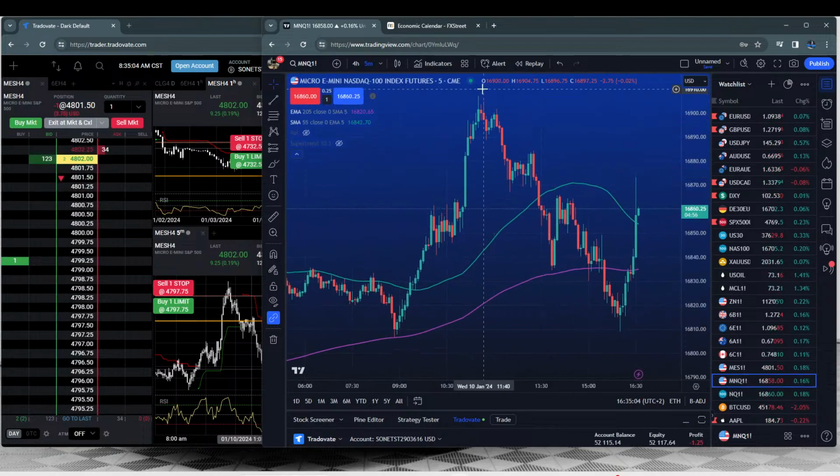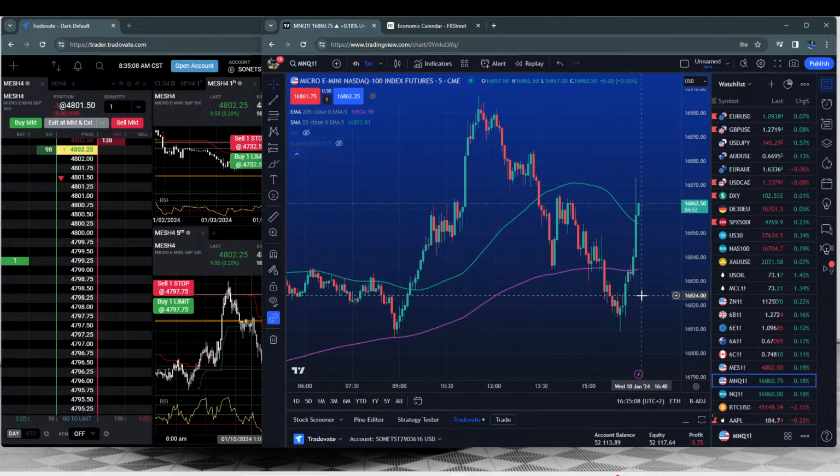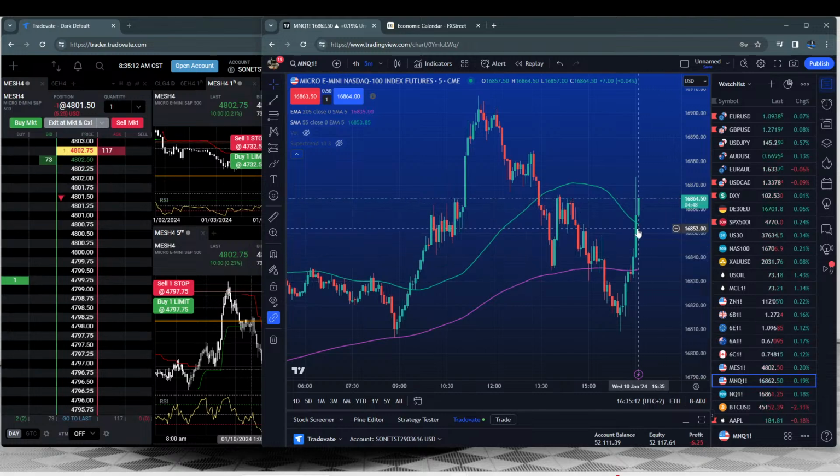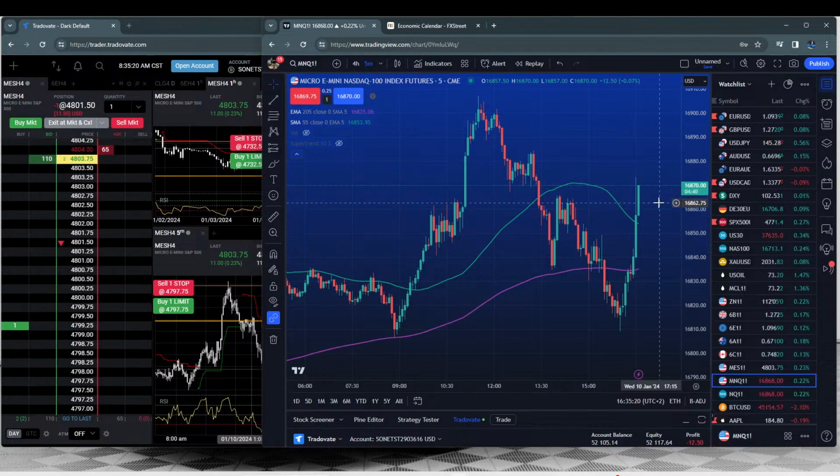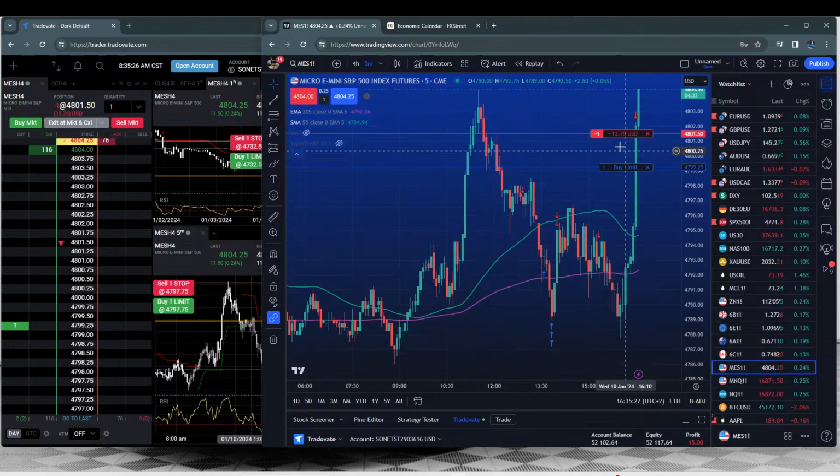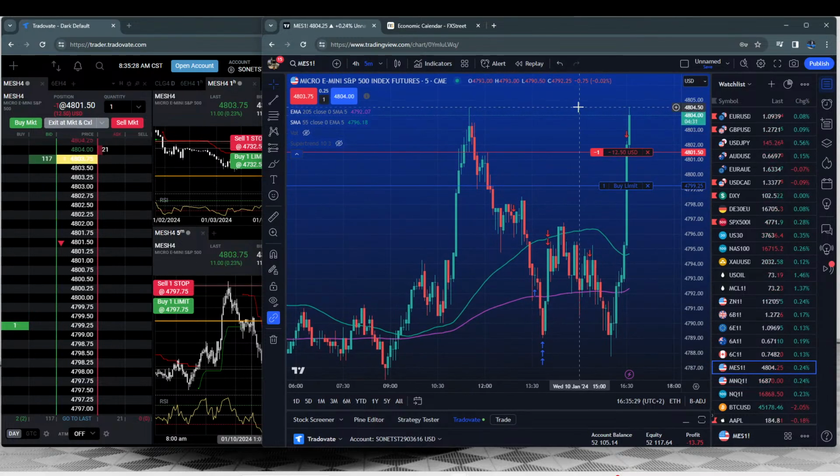This is the micro DAX contract. Here it's a little bit more volatile, but it is just $2 per point. And we see currently that DAX is a little bit lagging in comparison with S&P that is trying to make new high.